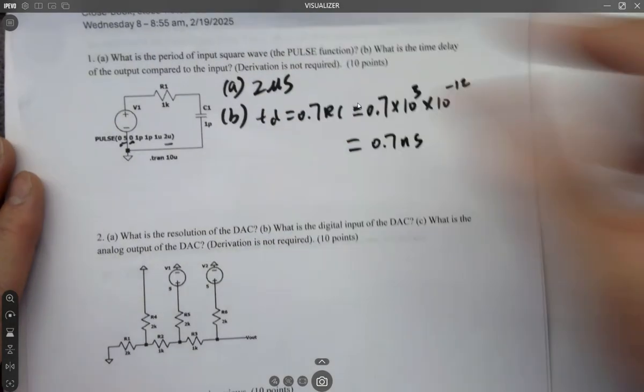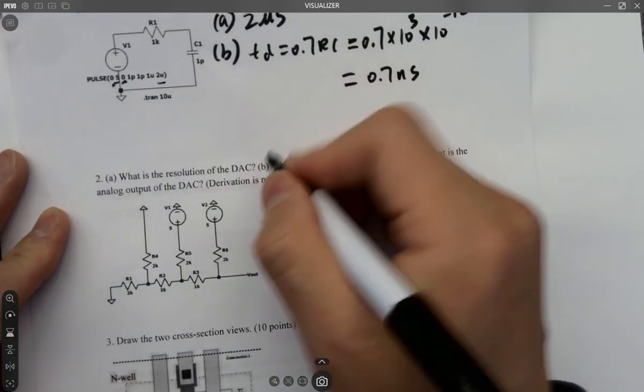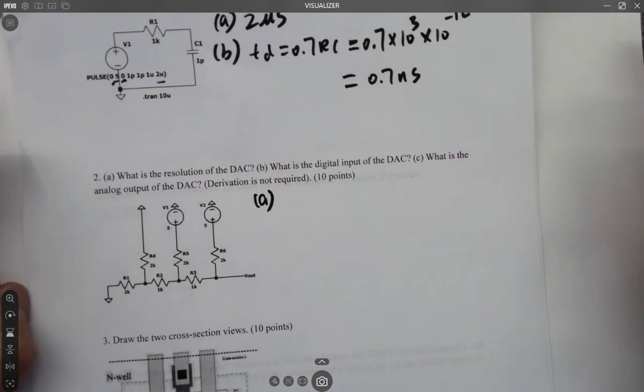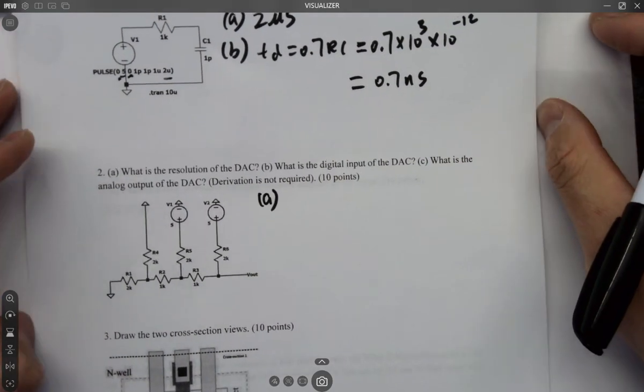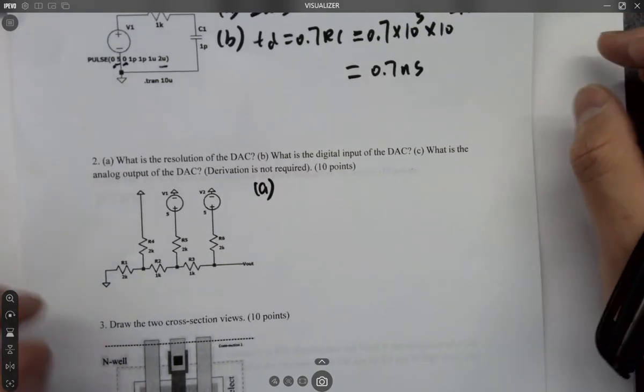So you can get full points just by writing this down, okay? Super simple. And for this one, what is the resolution of the DAC? I got all different types of answers. I think I stressed on this the first day I introduced DAC.